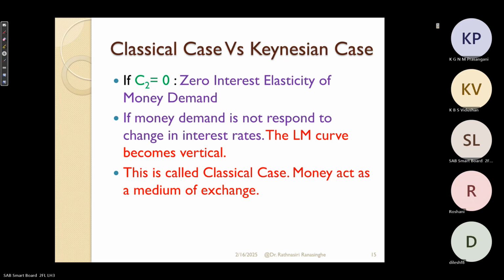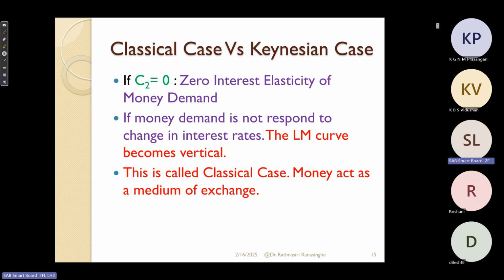If C2 is zero, there is zero interest elasticity of money demand. That means money demand does not respond to changes in the interest rate. It is totally non-reactive. So in that circumstance, what happens? The LM curve becomes vertical, and that is the classical case.